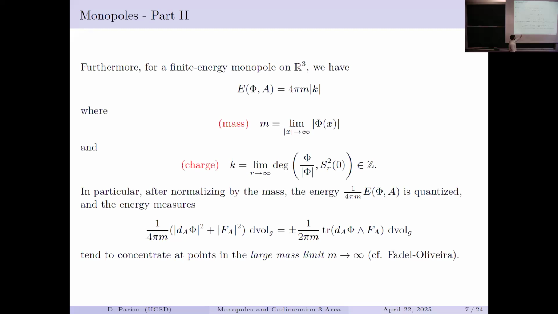What you're asking is extremely important because as soon as you start moving the mass, something will happen. So in particular, this energy is quantized. If you divide by 4 pi times m, the energy is quantized, and you can actually prove that in this case of R3, the energy measures are equal to this. It was proven by Fadel and Oliveira that as you take this mass going to infinity, these measures concentrate at points. So codimension 3 objects, because we're in R3, they start accumulating at points.